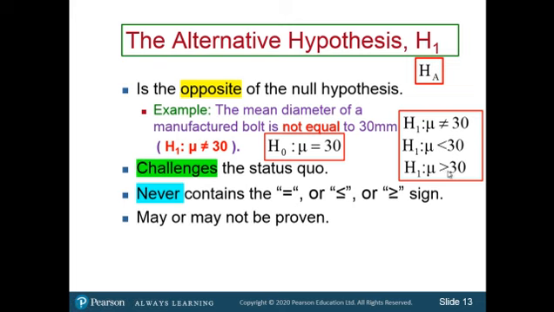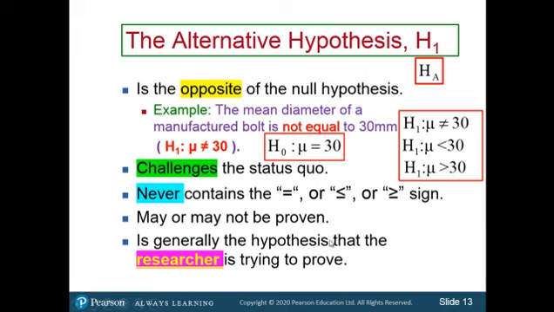And the alternative hypothesis may or may not be proven. It is generally the hypothesis that the researcher is trying to prove, so it is also known as the researcher's hypothesis. When you conduct a study and you write your hypothesis, it should represent the alternative hypothesis.